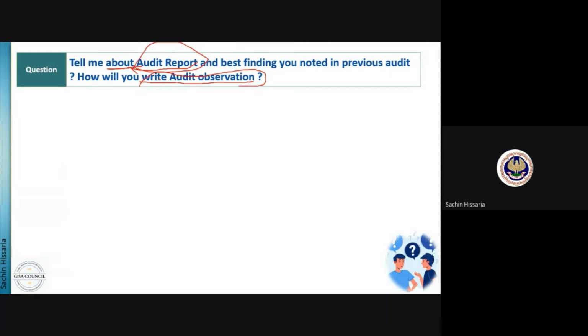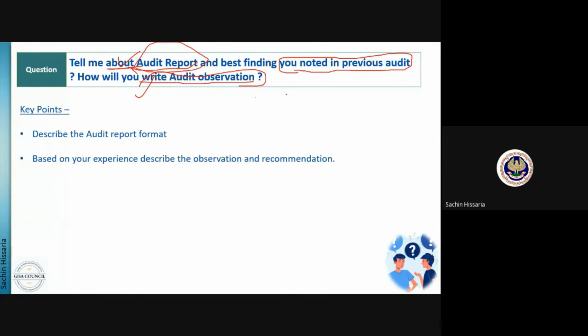Now, accordingly, you need to answer this question, guys. I have given you the reference of what an audit report is and what is included in the audit observation. They may ask you, please describe the best finding that you noted in the previous audit. Again, this will depend on your experience. Based on your experience, you need to describe the observation which you noted previously and what recommendation you gave to mitigate it.